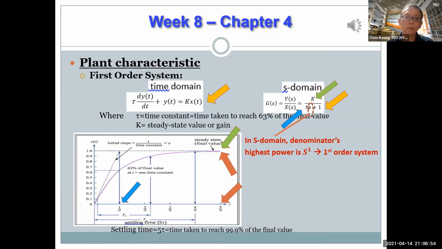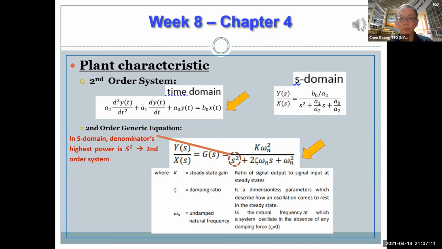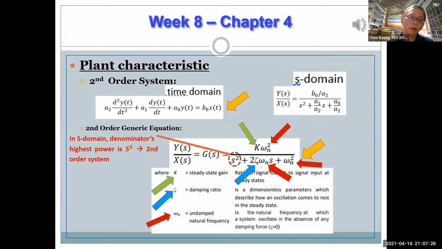For a plant that is classified as a second order plant, in its time domain equation, it contains the second derivative expression. When converted into the s domain, it will appear as k omega n squared over s squared plus 2 zeta omega n s plus omega n squared. The highest power for the denominator is 2, hence this is a second order system. Notice that k is the steady state gain, zeta is the damping ratio of the system, and omega n is the undamped natural frequency of the system.